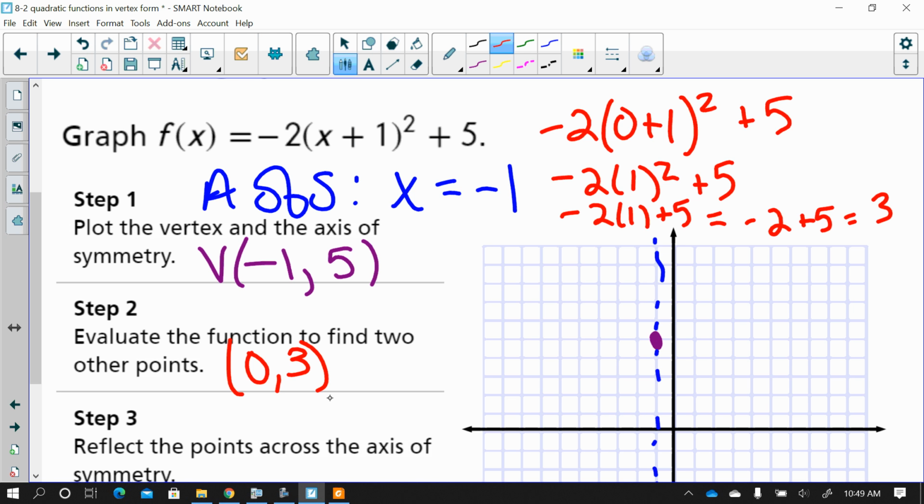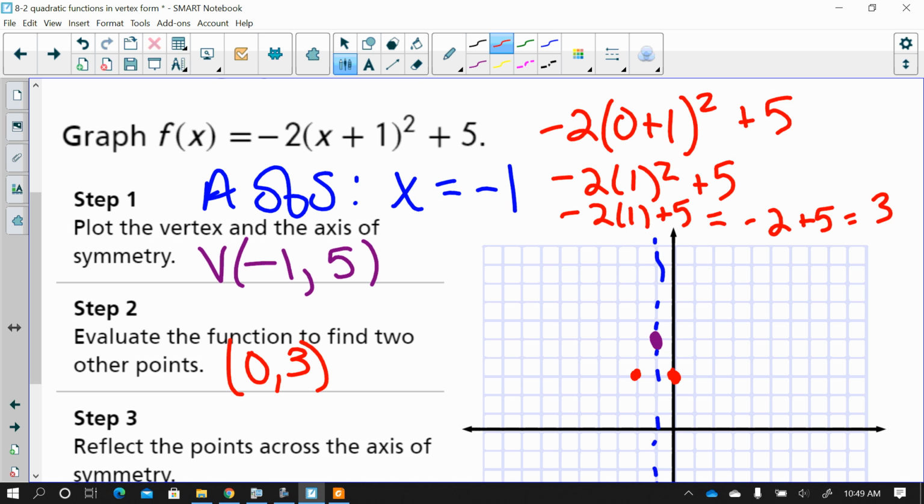So let's go ahead and graph (0, 3). Well, 0, 3: 1, 2, 3. Now the cool thing is I have this axis of symmetry. That means every point I plot gets reflected over an equal distance. My red dot is exactly 1 space away from the axis of symmetry. So I just go to the axis of symmetry and I reflect it.